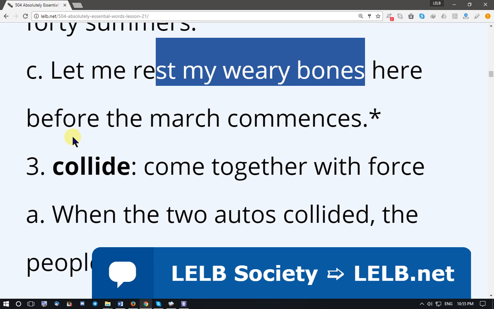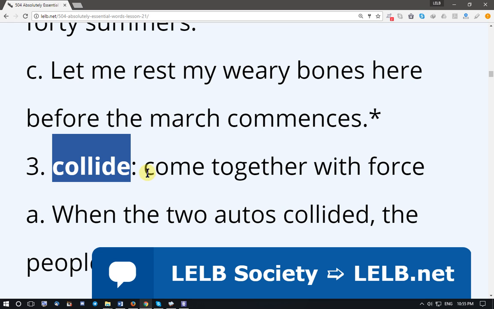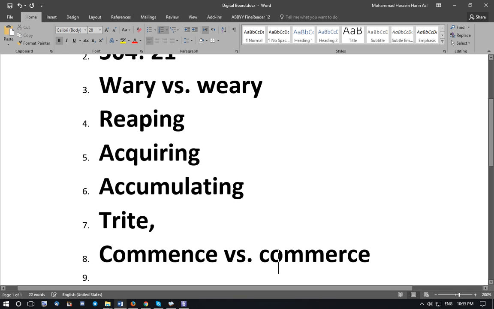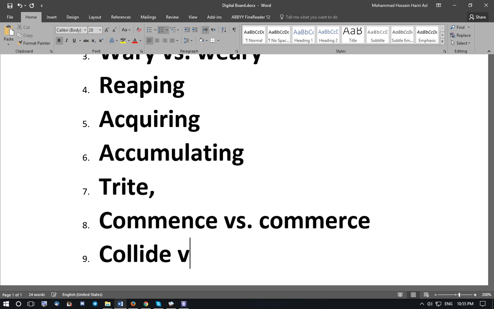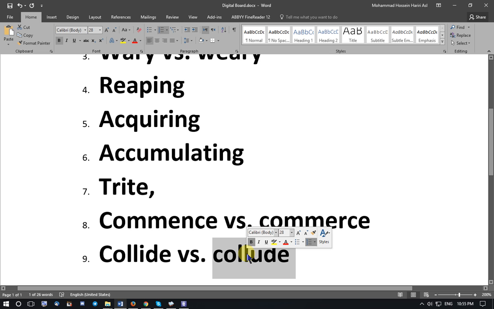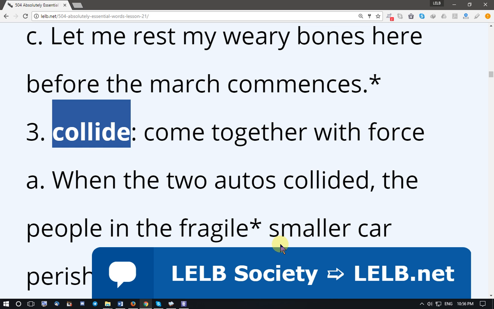Collide. Collide means come together with force. Another counterpart: this is collide, this is collude. Collide means to strike against each other, to cross each other, to hit each other. Collude means to have conspiracy, to try to deceive somebody by having an accomplice. And the noun forms are collision and collusion.